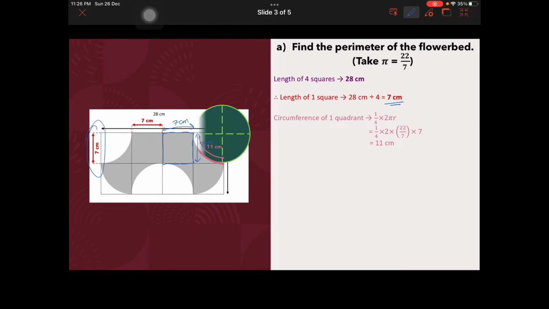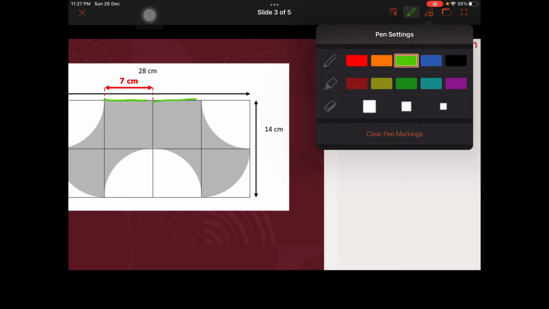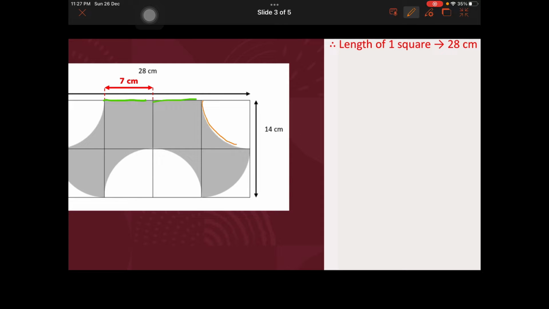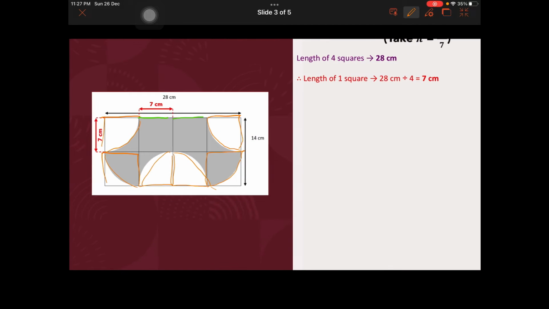So now this would mean that the circumference of one quadrant. In case you did not see how I got that, this figure over here is made up of two straight lines, 1, 2, and 6 quadrants, 1, 2, 3, 4, 5, and 6. If you don't know what a quadrant is, it's just a quarter circle. It's 1/4 of a circle. So these are the 6 quadrants that make up the figure.